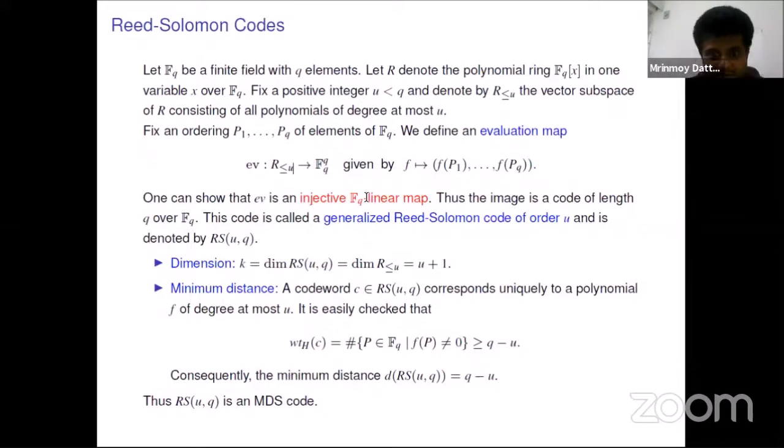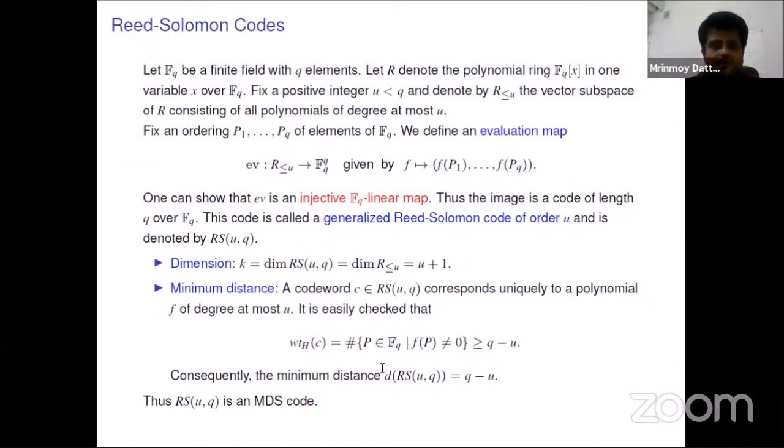So to compute the weight, we have to look at the number of coordinates where the polynomial does not vanish. So given a code word C, which is eve of f for some f, to compute the Hamming weight, we need to compute the number of points in FQ where the polynomial does not vanish. And now you have a non-zero polynomial of degree at most U in one variable, and you want to see at how many points it will not vanish. So it is equivalent to asking at how many points it will vanish.